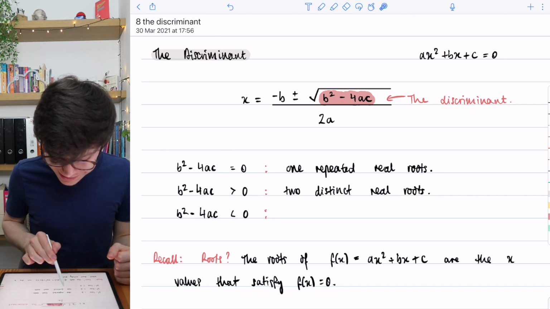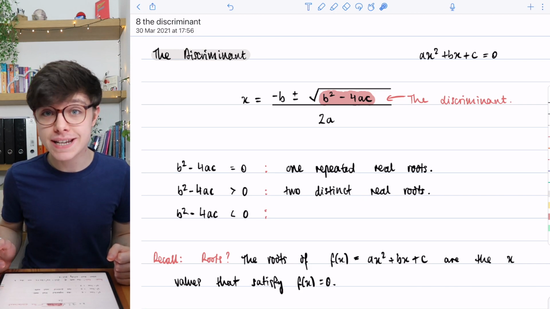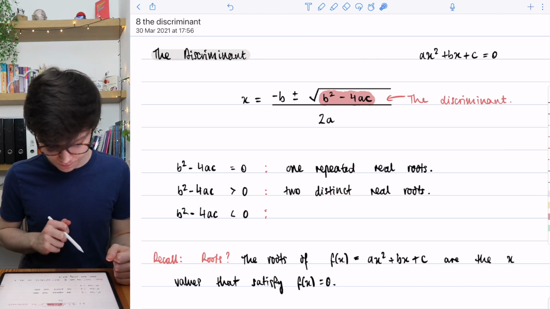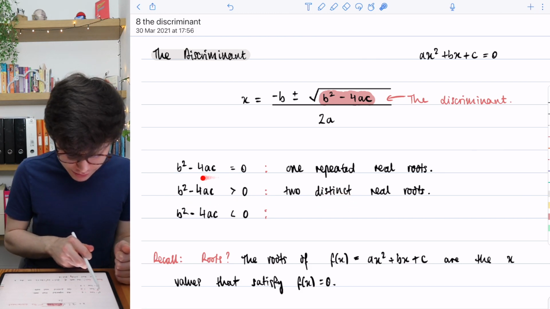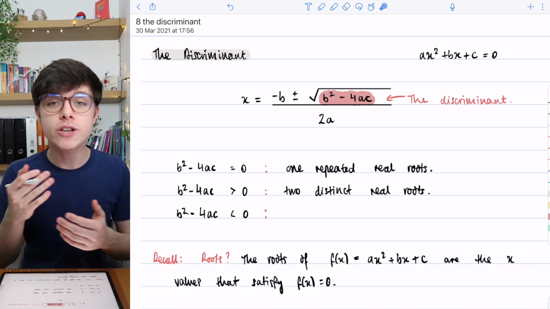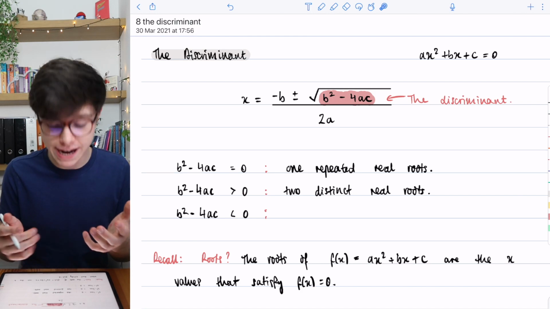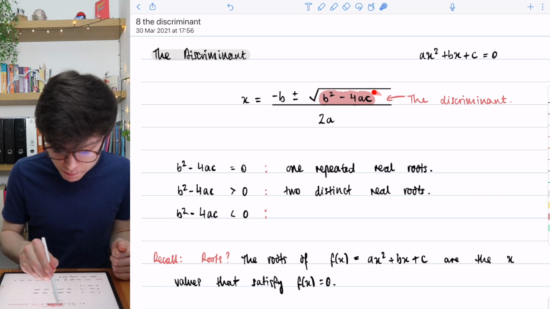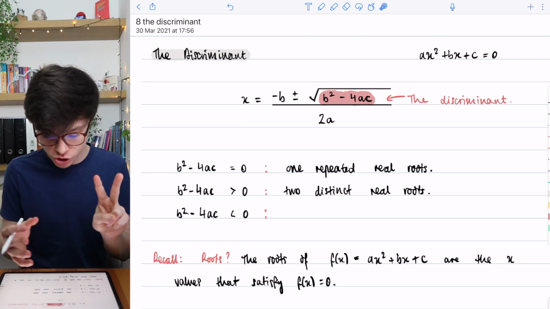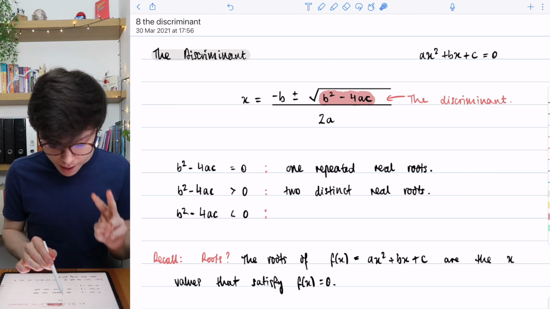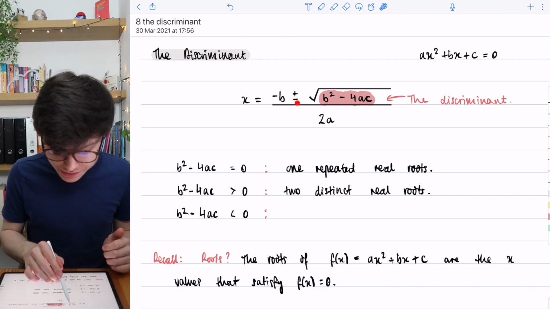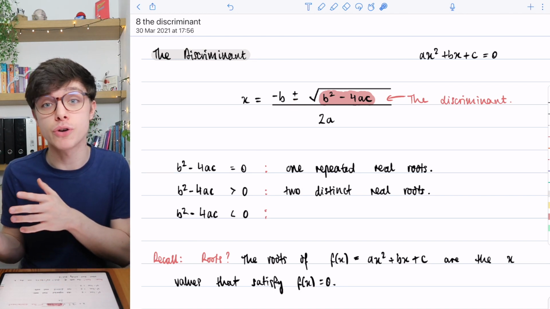Okay, so distinct here means they are different. We have two roots and they are both different. That's when b squared minus 4ac is greater than 0. And you've actually been doing that when you solve quadratics. You might not have just realised it. If you have a positive number under the square root, you're going to get two different solutions or two different roots, because you're going to add the square root to get one, and then you're going to take the square root to get a different root.